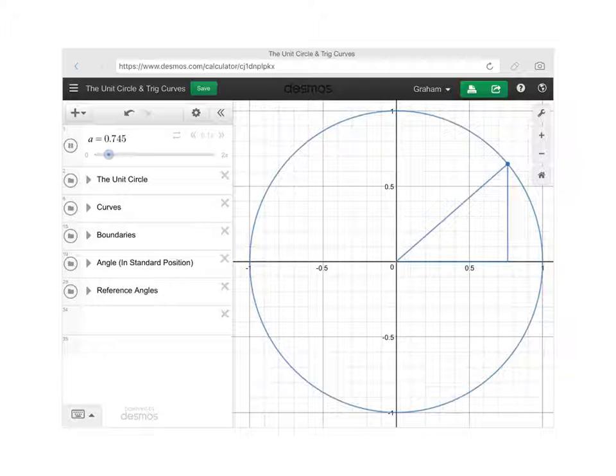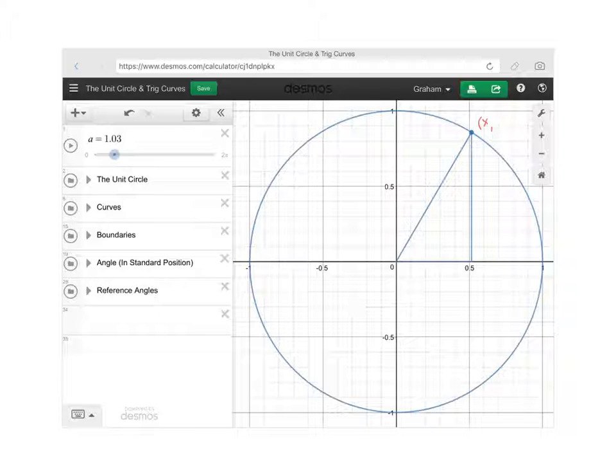And we don't necessarily know what that point is at any specific time, but we do know that we would represent it with an ordered pair x, y. So wherever it is at any given point, for instance if it was here, we could represent that point with the ordered pair x, y.